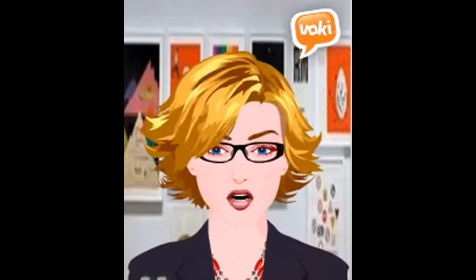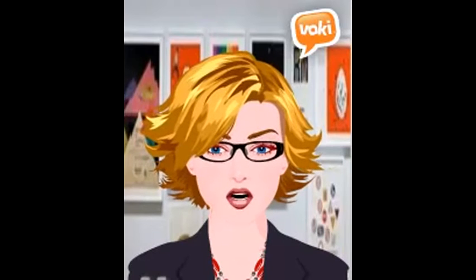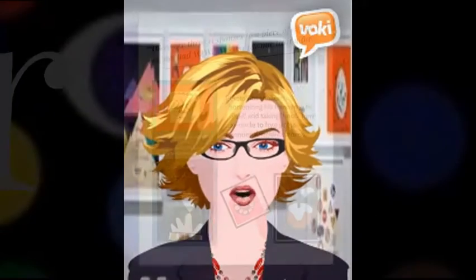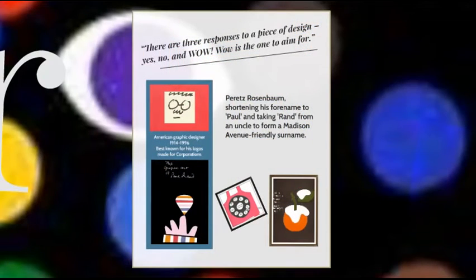Between his class assignments and his work, Rand was able to assemble a fairly large portfolio, largely influenced by the German advertising style of object posters, Sachplakat, as well as the works of Gustav Jensen. It was around this time that he decided to camouflage the overtly Jewish identity conveyed by his name, Peretz Rosenbaum, shortening his first name to Paul and taking Rand from an uncle to form a Madison Avenue-friendly surname. The decision worked in his best interest as he became the most enduring brand name for graphic designing.